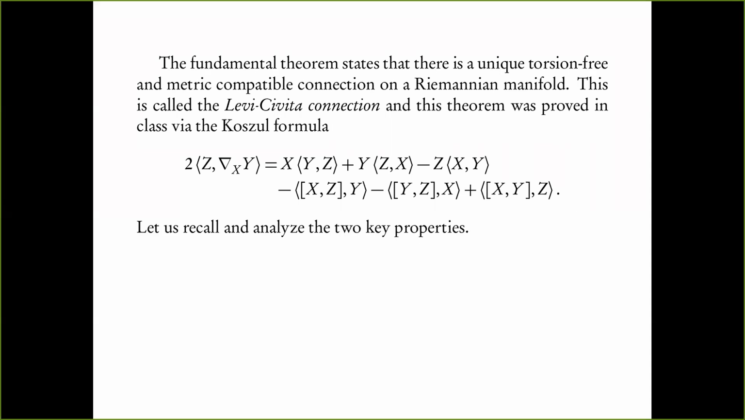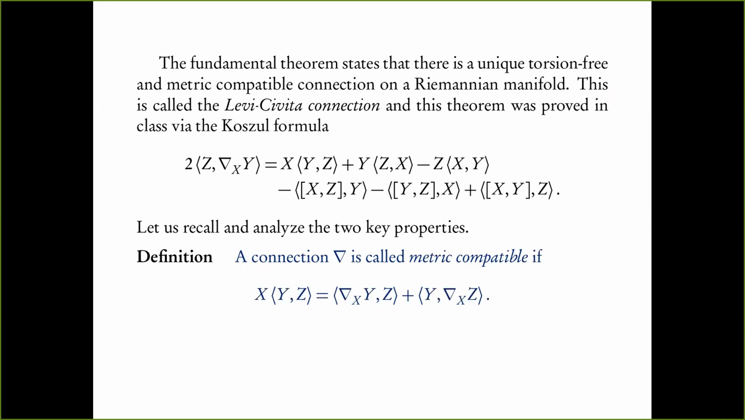Okay, so let's analyze the two key properties, which are stated here: metric compatible, torsion free. So a connection is called metric compatible if the following identity holds. This is for any triple of vector fields X, Y, and Z. So it says that if you take the inner product of Y with Z, that's a function. You directionally differentiate the function along the vector field X, that should be the sum of these two terms. So this is almost like a Leibniz rule in a sense, right? So we'll see what this means, but this is what metric compatibility is defined to be.